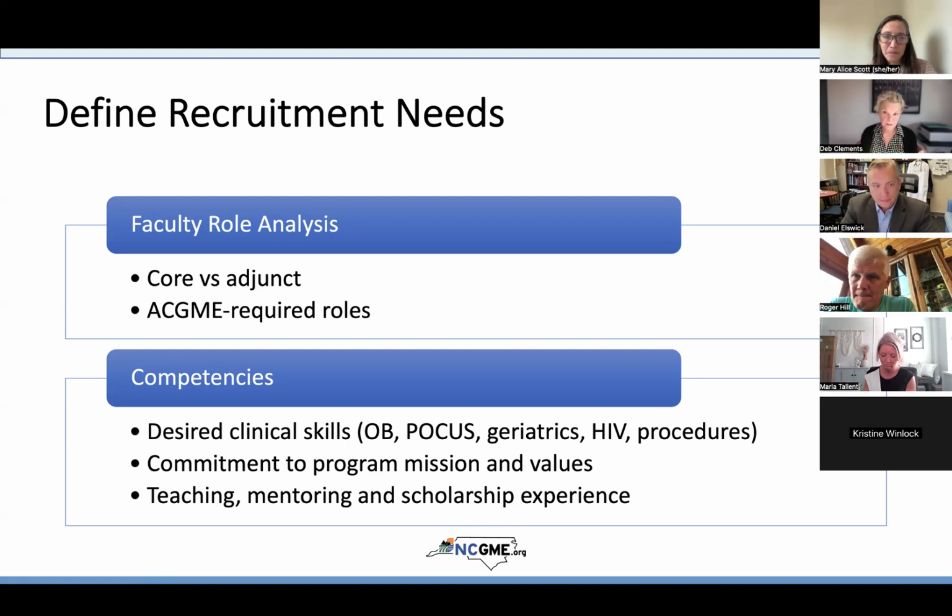And then what competencies do you want in people? What are their desired clinical skills? For example, for us, with the increased attention on POCUS, most of my faculty don't know how to do POCUS. They were not trained. And so getting those ultrasound skills is going to be key. If you can bring in a new grad who brings that skill set with them, so much the better. So think about whether there are clinical skills that are missing in your stable of faculty.